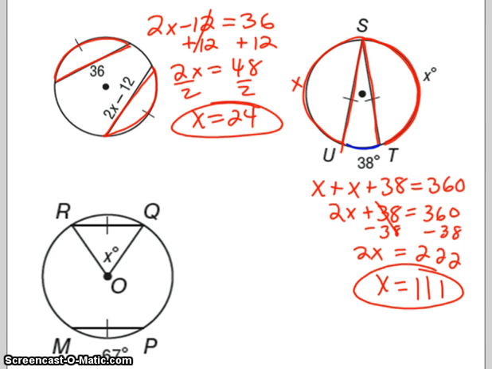Okay, last one. We know that MP is congruent to RQ, therefore their arcs are congruent. So RQ is 76. Well, how does that help us find x? x is a central angle. If you guys remember, central angles are equal to the arcs they intercept. So x equals 67 degrees.